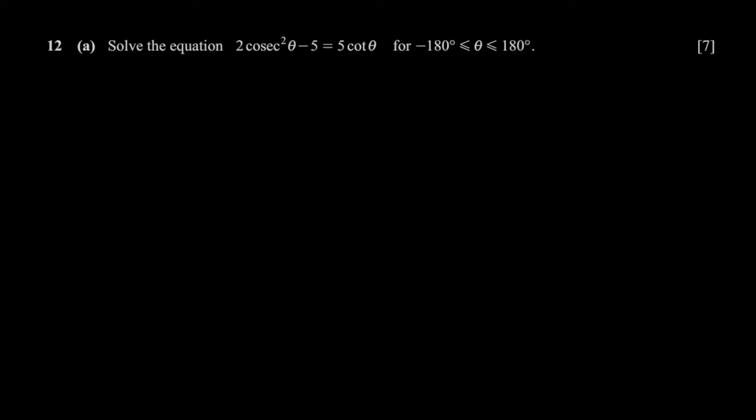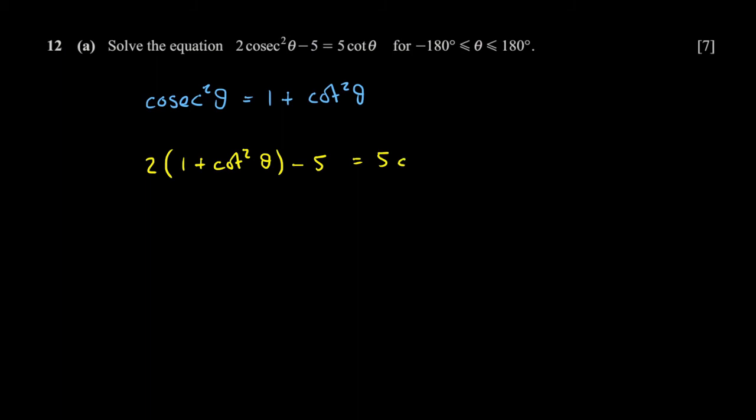And one of those identities is that cosec squared is equal to 1 plus cot squared. So I'm going to write that down: cosec squared theta is equal to 1 plus cot squared theta. That's in the front of your exam. If you see a sine squared or a cos squared or a cosec squared or a sec squared, quickly double check those formulas to see if there's anything that can make your life easier. Because in this case, if we substitute in, we've got 2 times (1 plus cot squared theta) minus 5 is equal to 5 cot theta.